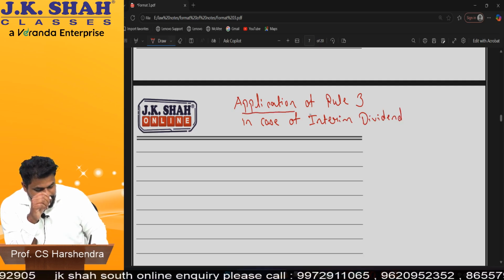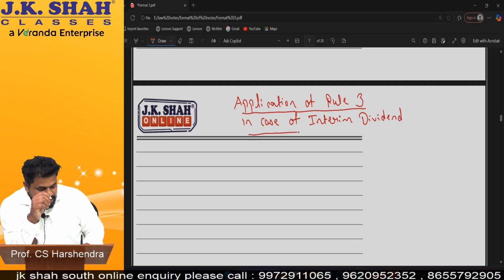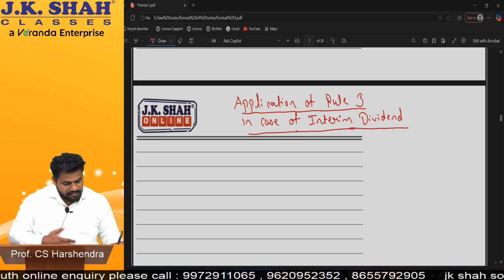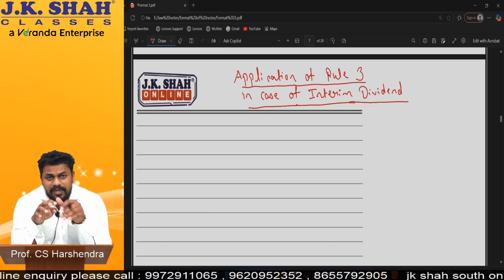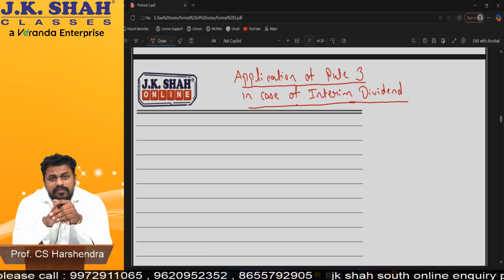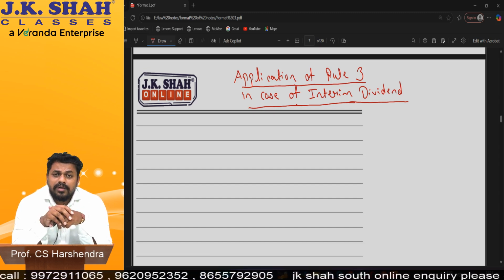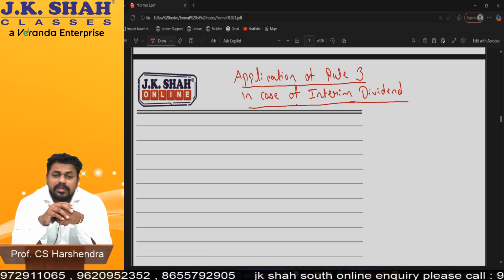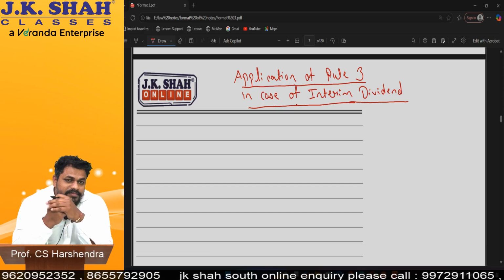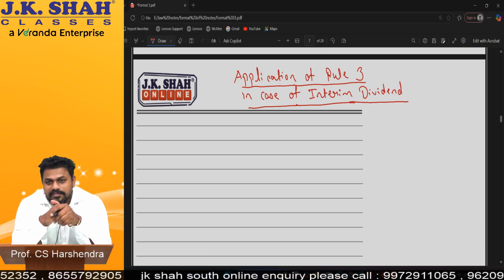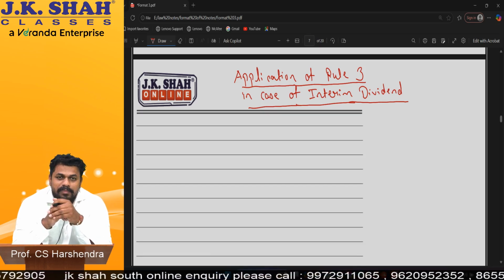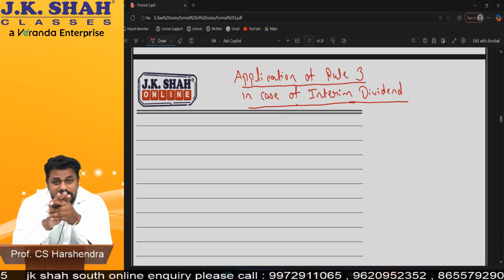What is this? See, now I have two questions, beta. My first question is, sir, up till now we understood that all these things are applicable for final dividend. Sir, in case of interim dividend, is rule 3 applicable? What do you think? I'll tell you, the answer is yes. Can anybody tell me why? I am not telling how it will be applicable. My question is, is it applicable? The answer is yes, but why?